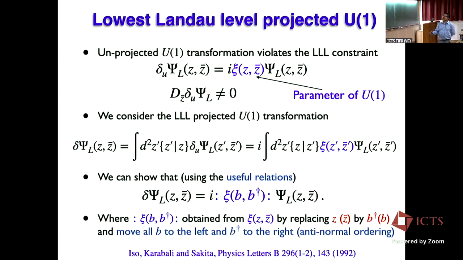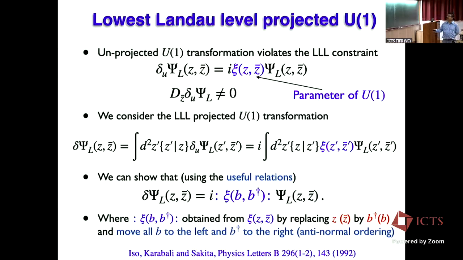So if we consider the unprojected U1 transformation, the transformation of the field is the phase, i multiplied by some function, multiplied by the field. So this is nothing but a U1 gauge transformation, a local transformation. But for sure, this doesn't satisfy the lowest Landau level constraint. That means the unprojected U1 transformation violates the lowest Landau level constraint. You can fix this by introducing the projected U1 transformation. So in the transformation, you use the lowest Landau level delta function to project it to the lowest Landau level.